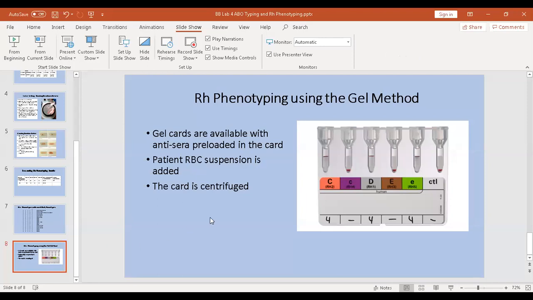Okay, so we're going to just finish up this presentation. Just wanted to point out to you all that the RH phenotyping can also be done using the gel card method. Basically, Ortho makes gel cards that have the anti-sera already placed into the individual cups. So you see them labeled here. This one would have the anti-big C, the anti-little c, anti-D, anti-big E, and anti-little e, and this is a patient control that's on the card as well.